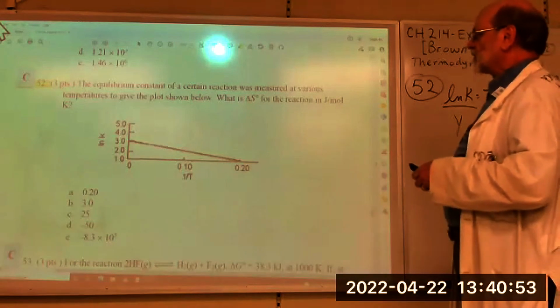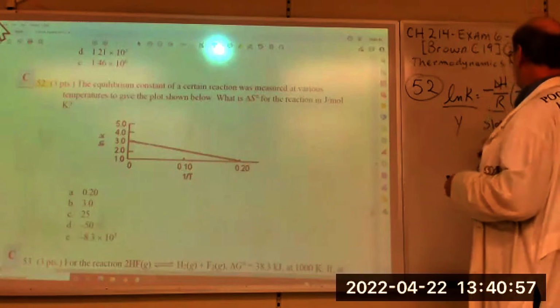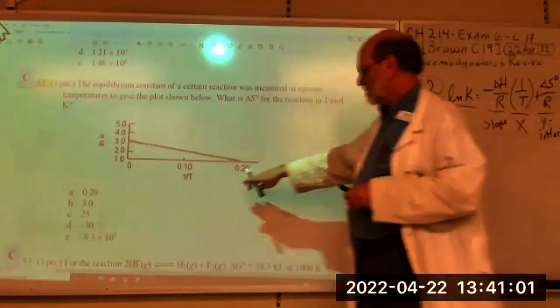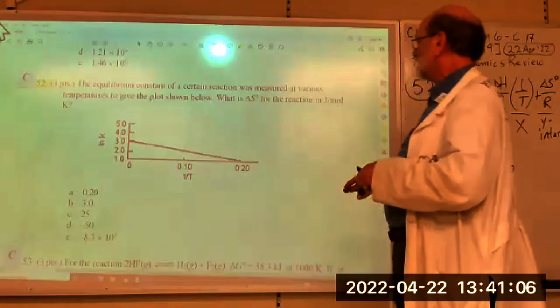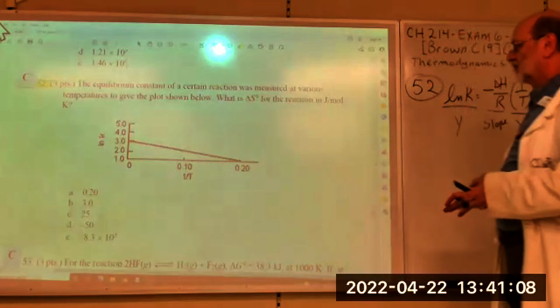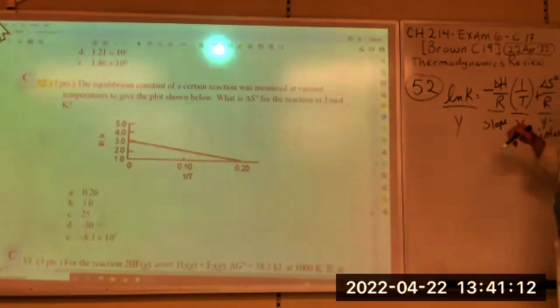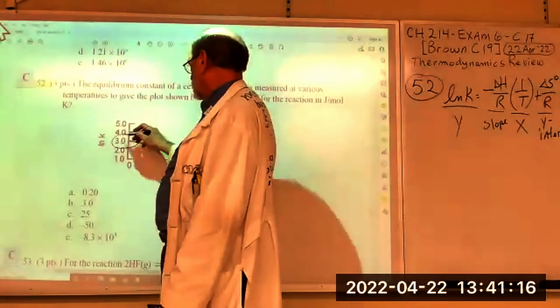The equilibrium constant of a certain reaction was measured at various temperatures to give the following plot. Okay. This versus temperature. Actually, inverse temperature and natural log. What's the delta S for the reaction? The delta S refers to the y-intercept. The y-intercept is 3.0.